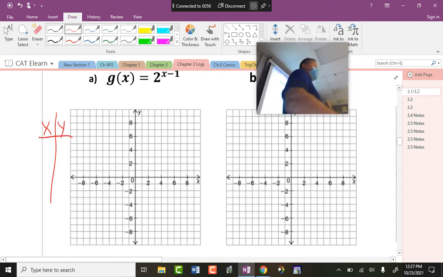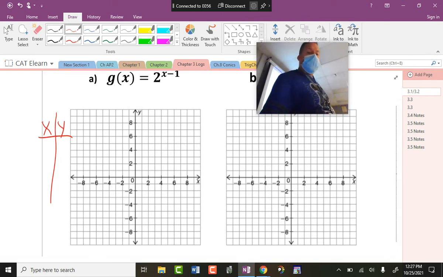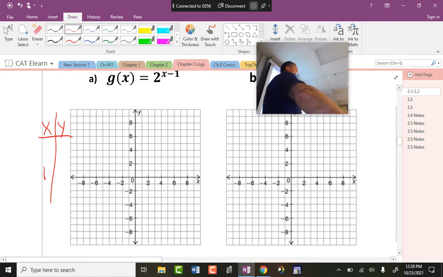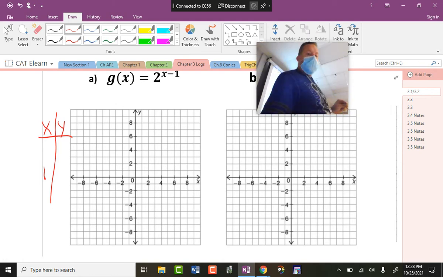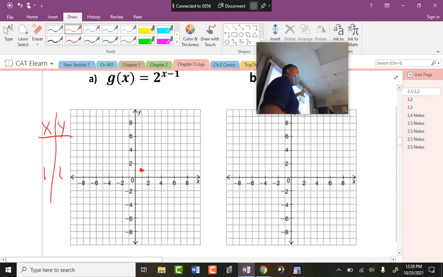I would expect you to be able to do this in your head. This is why I don't write them down. Like, for instance, I'm going to plug in 1 for x first. Why? Just what I said before. What's 1 minus 1? 0. What's 2 to the 0 power? 1. So 1 comma 1 is my first critical value. This is the 0 power rule point. This is the first point that I should be graphing for any exponential.